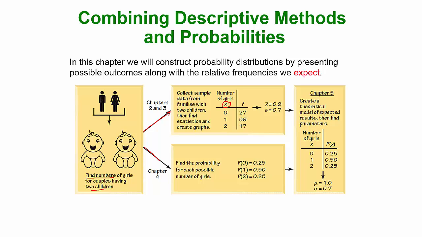From chapter 4, we could find the probability for each possible number of girls. So the probability of having 0 girls is 0.25. Probability of 1 girl is 0.5. Probability of 2 girls is 0.25. So we can combine these concepts in chapter 5, where we can create a theoretical model of expected results, and then we can find the parameters. So the expected results for numbers of girls for couples having 2 children is we could have 0, 1, or 2 girls. These are the expected results, and this would be the mean and the standard deviation.